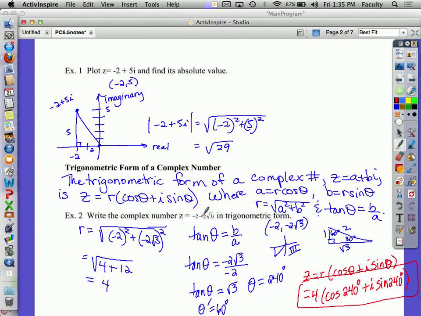Okay? Yeah. Would it matter if you put it in radians for this one? It would not. You can do radians or degrees. Good question. Radians or degrees. You choose.